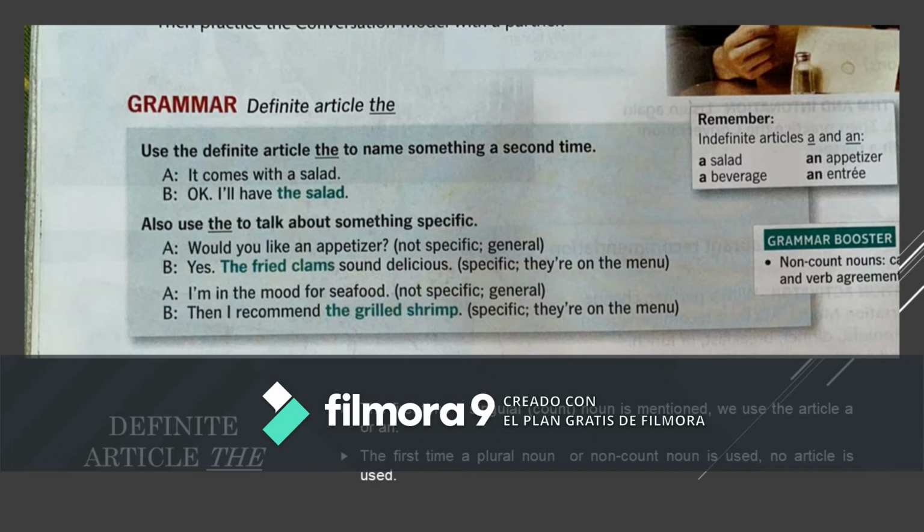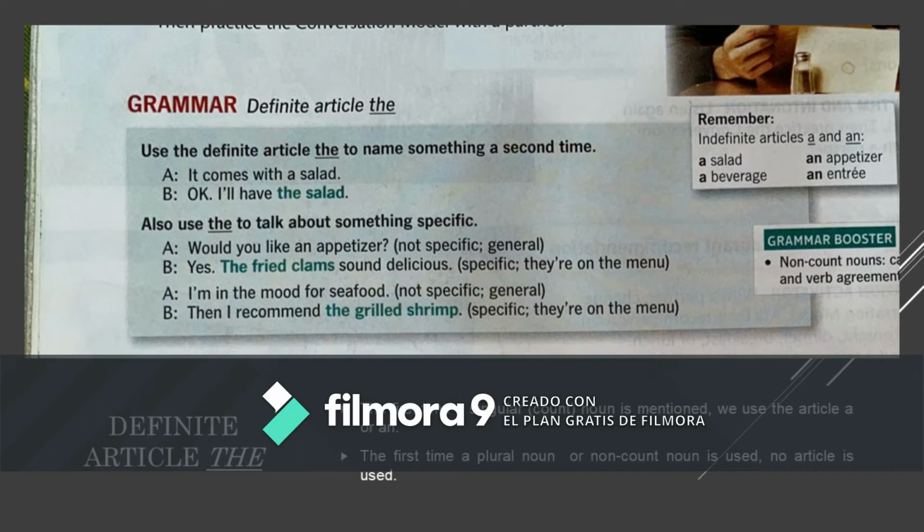Also, we have some indefinite articles here that could be a or an. So we use a when we're talking about something that starts with a consonant, right? For example, a salad, a tomato, or something like that. We use an when the noun starts with a vowel. For example, here we use an appetizer or an ice cream or something like that, right?